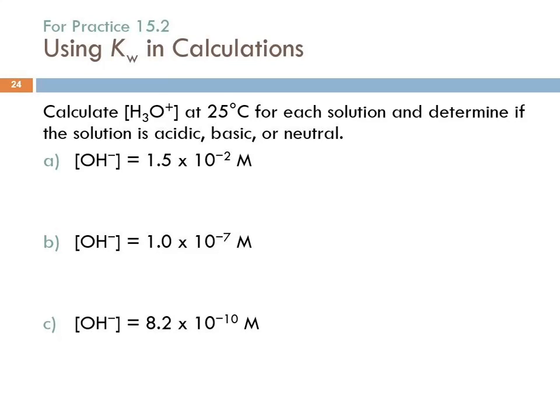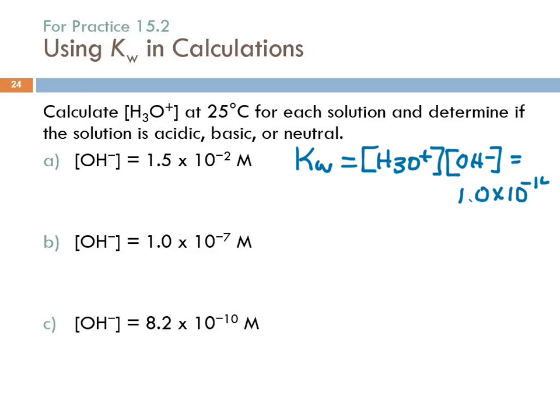So calculate the hydronium ion concentration at 25 degrees Celsius for each solution. Determine if the solution is acidic, basic, or neutral. And they gave us the hydroxide ion concentration. What do we do? Well, we need that Kw expression. Kw is H3O plus times OH minus, and that equals 1.0 times 10 to the minus 14. It doesn't have a unit because it's an equilibrium constant.